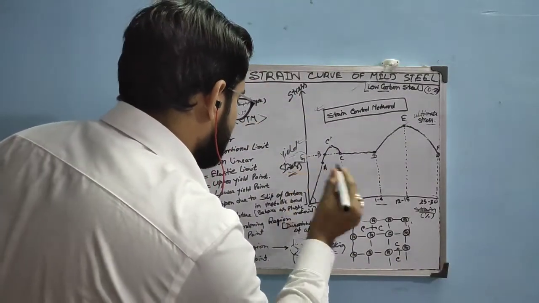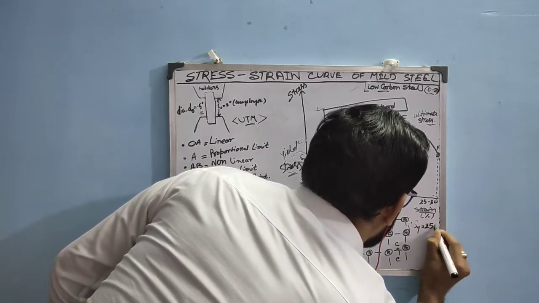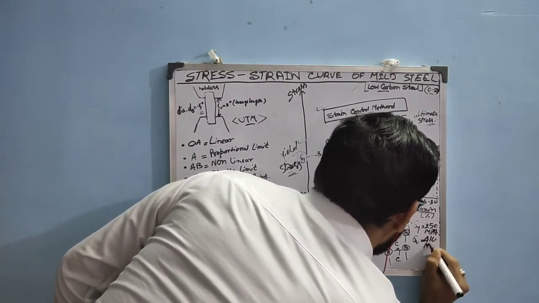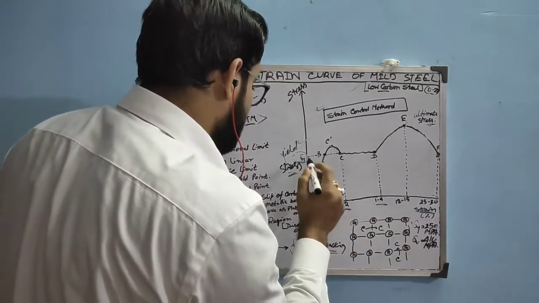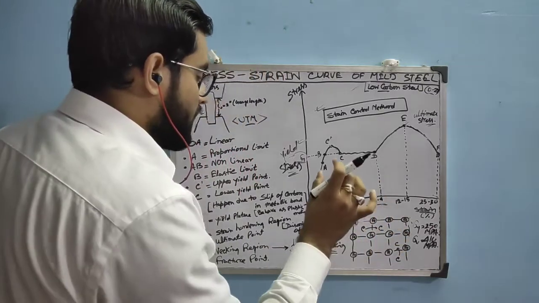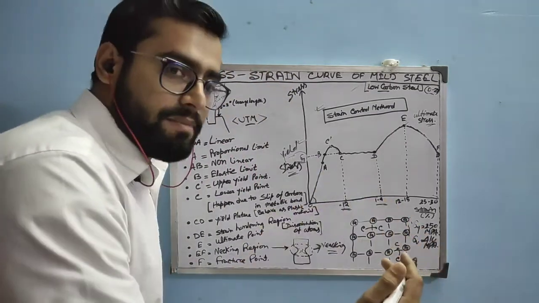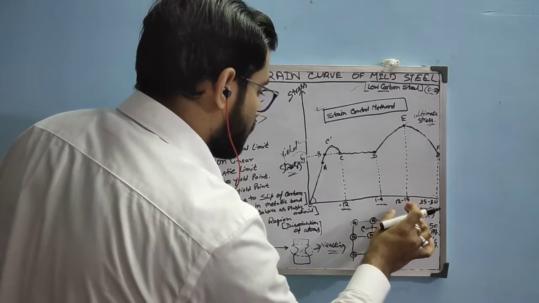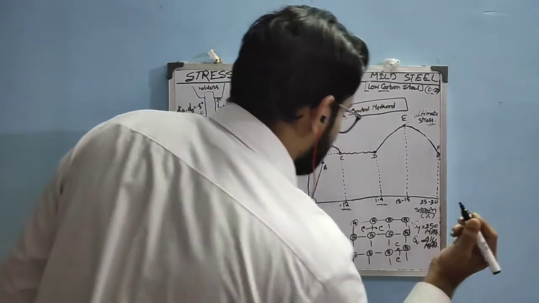Here we see there are two different stress values: one is yield stress and the second is ultimate stress. The yield stress of mild steel is 250 MPa, and the ultimate stress of mild steel is 410 MPa, megapascal. After the stress value of 250, the elongation of the specimen increases, with more than 10% strain, then 12% to 15%, and at the time of failure, the strain of the specimen is 25% to 30%.